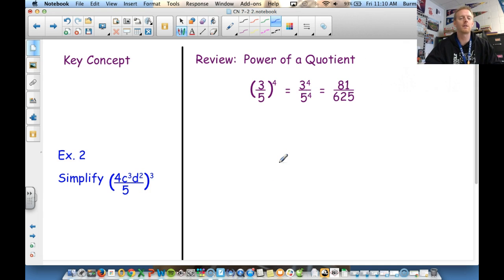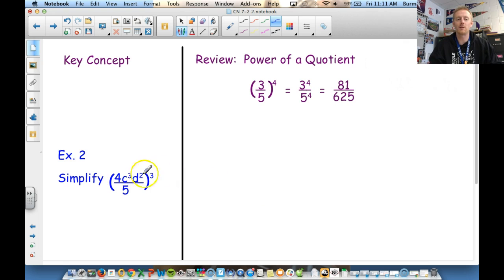Alright, let's keep it cooking. We're doing pretty good. Remember the power of a quotient. Now this is very similar to what we did yesterday, that this power of a 4 moves to the numerator and the denominator. So not only does the 3 get it, but the 5 also gets the power of 4. If we have just regular numbers, we're going to simplify them into actual values of whatever 3 to the 4th is, which is 81, and 5 to the 4th, which is 625.